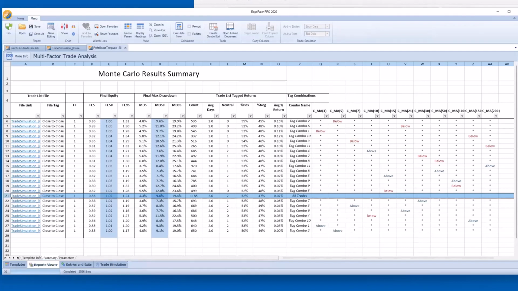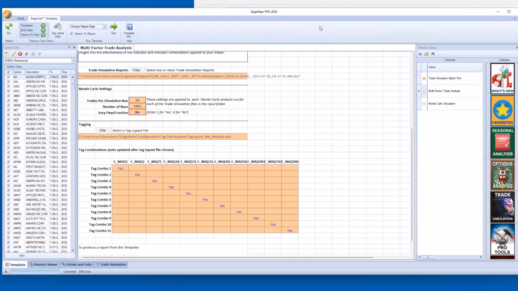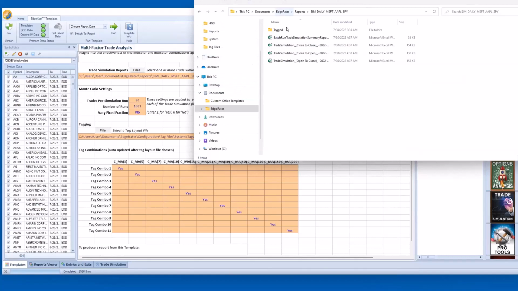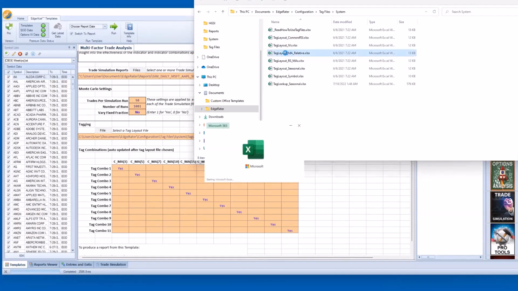So there is a little technique that you can use here where you can separate out and get the results for the individual stocks. And all you have to do is, first of all, let me show you the tag files, because this is how you will be able to do your own analysis using any indicator you like. You'll find them under EdgeRater configuration tag files, and then system contains the tags that are delivered with the system. So tag layout MA relative, let's take a look at that in Excel.